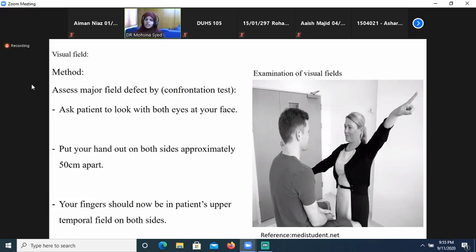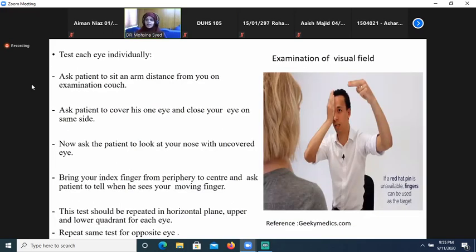Then we test the visual field in each eye individually. Again, the patient and the doctor sit at the same level at an arm's distance, and we ask the patient to cover one eye, and the examiner closes one eye on the same side. If the patient is covering the right eye, you will cover your left eye. So it should be on the same side, causing a mirror effect.